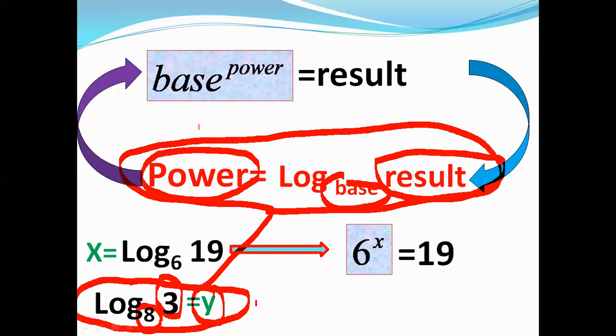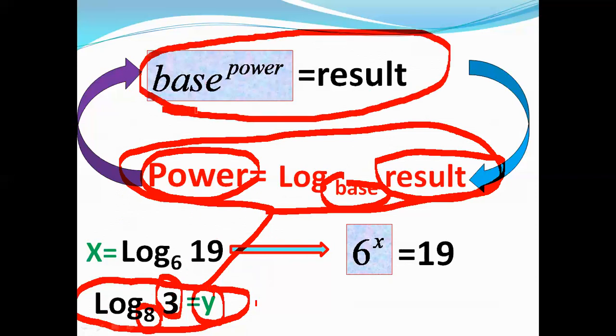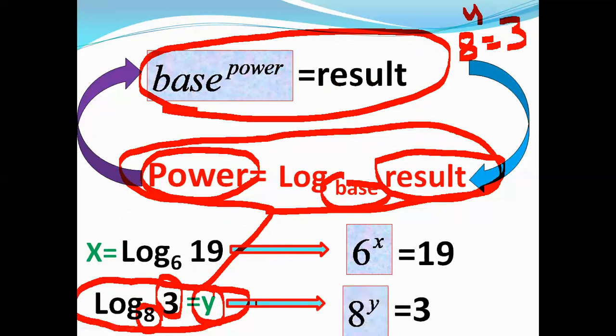So substitute these values in exponential form. What is base? 8. What is power? y is equal to, what is result? 3. So 8 power y is equal to 3. In this way, we can remember how to convert exponential form into logarithmic form, and logarithmic form into exponential form.